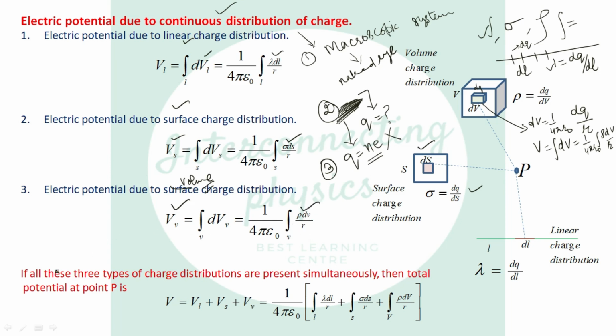But if we are given a case in which all three types of distributions are present simultaneously, then we have to calculate the total potential at point A due to all these distributions. What we do is calculate first the separate values of potential due to linear charge distribution, due to surface charge distribution, and due to volume charge distribution, and we add up all these values and get the result.